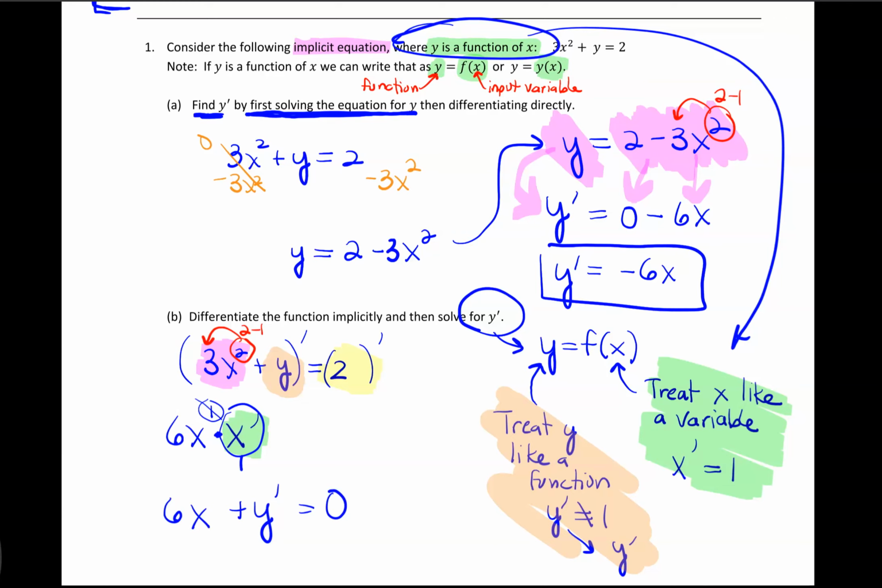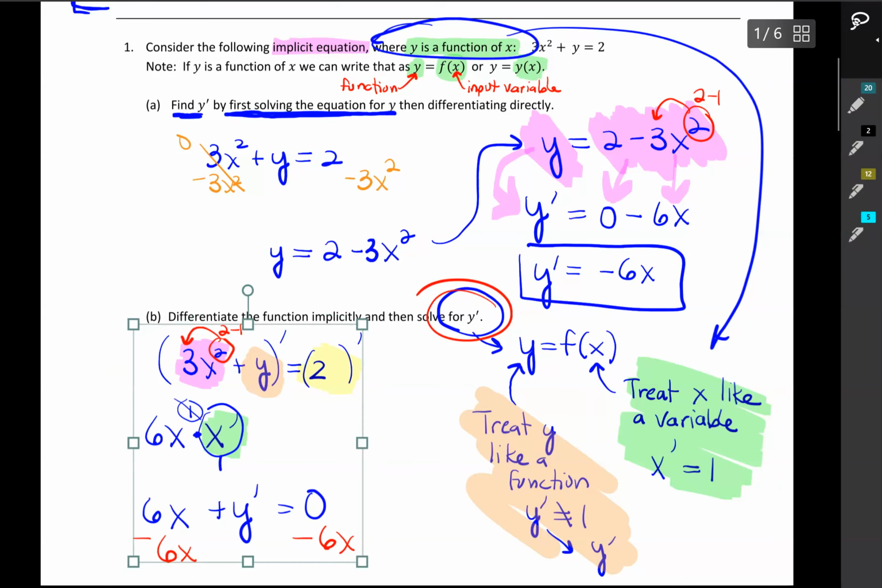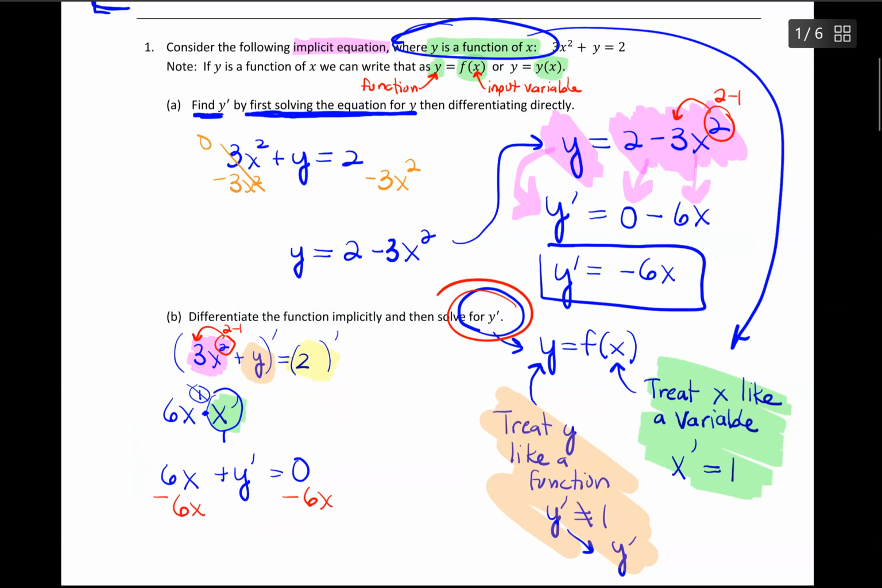So I took the derivative of every single piece on both sides of the equation, treating x like a variable, y like a function. But I'm supposed to find y prime, right? So I'm being told to find y prime. So I just have to solve for y prime now. I'm just going to subtract 6x on both sides. So let's go ahead and do that. Okay. So when I do that, I'm going to get y prime is equal to negative 6x.